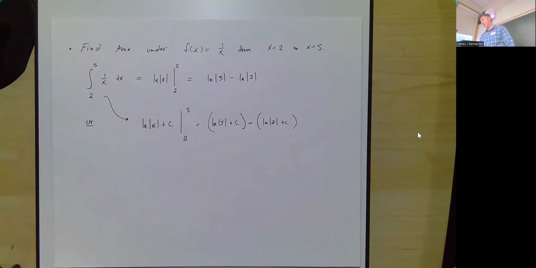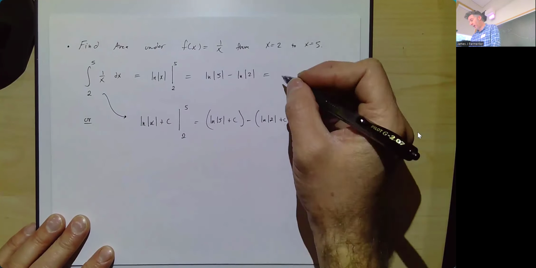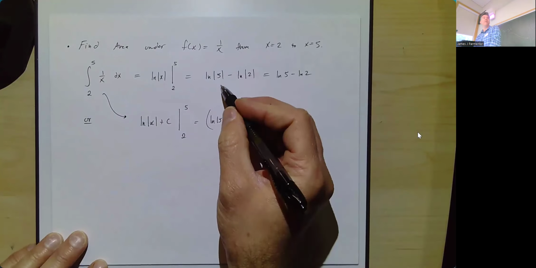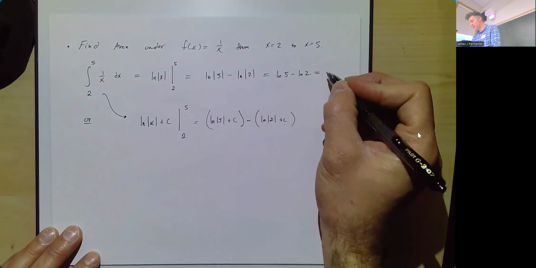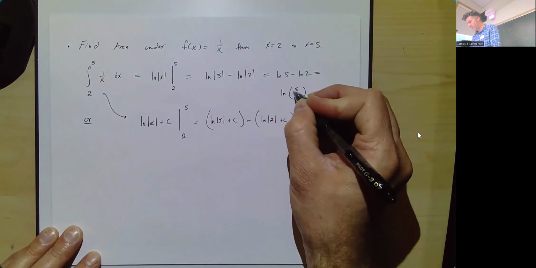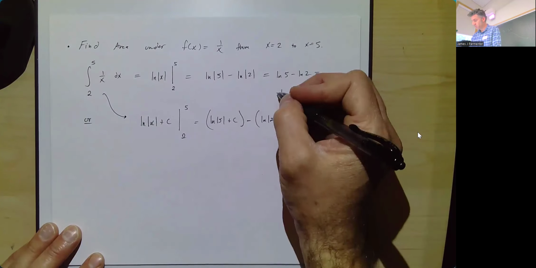I will point out that either way you write this, we should simplify this. I don't need those absolute values. It's natural log of 5 minus natural log of 2, because the absolute value of 5 is 5, the absolute value of 2 is 2. And then almost anybody who actually does this is going to simplify this further as the natural log of 5 divided by 2, because we have that rule for logarithms.